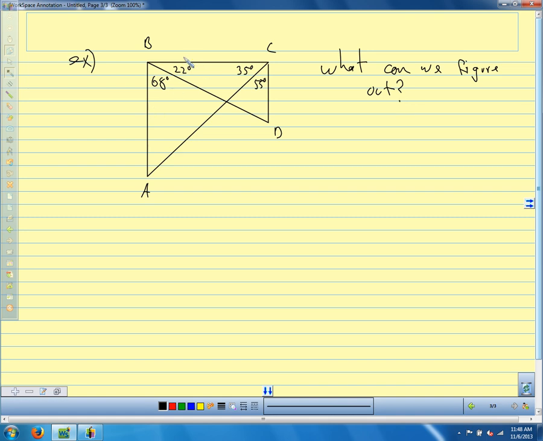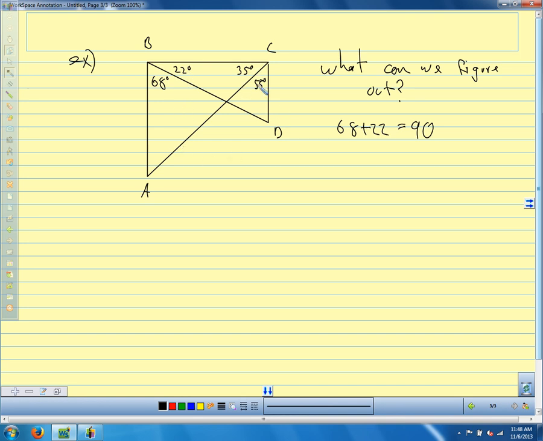Let's look at these two angles. Anything special about those two angles? They add up to 90. 68 plus 22 equals 90. So this whole angle is 90 degrees.